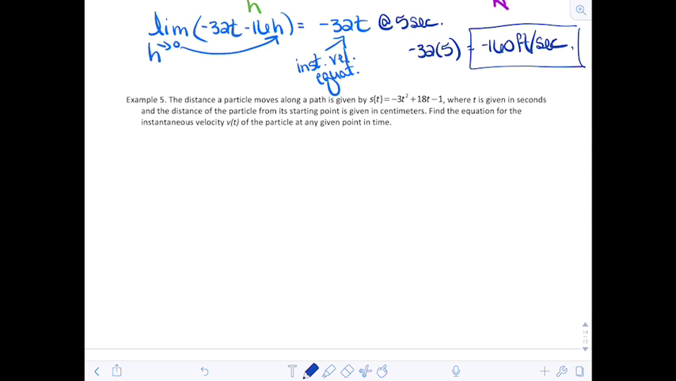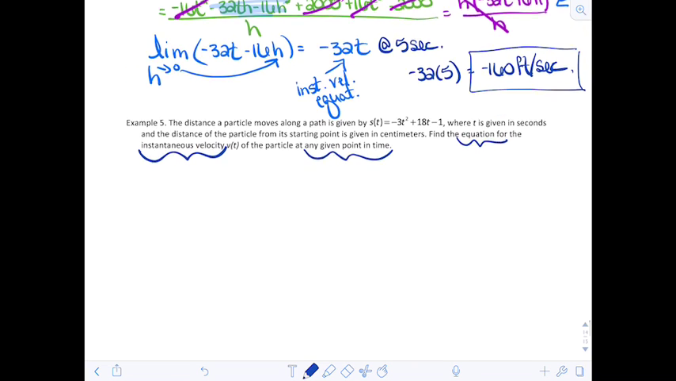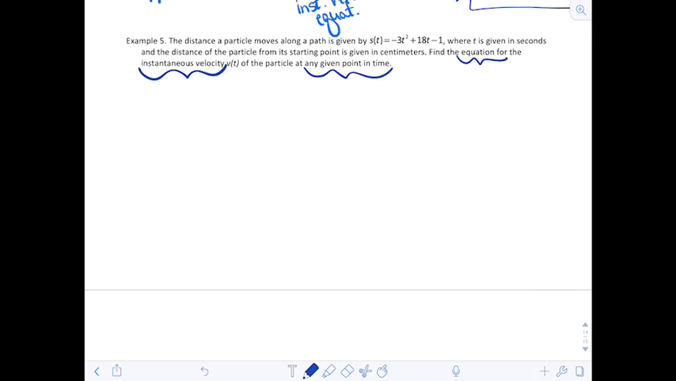Okay, and the last one. The distance a particle moves along a path is given by s of t equaling negative 3t squared plus 18t minus 1, where t is given in seconds and the distance of the particle from its starting point is given in centimeters. So find the equation for the instantaneous velocity of the particle at any given point in time. So I need an equation, not one value. This other one wanted instantaneous velocity at 5 seconds, so I needed a number. But now I want an equation to be able to evaluate at any point in time.